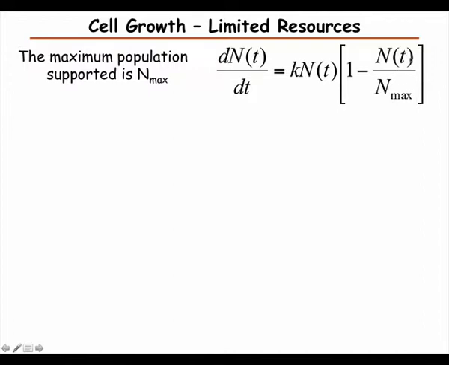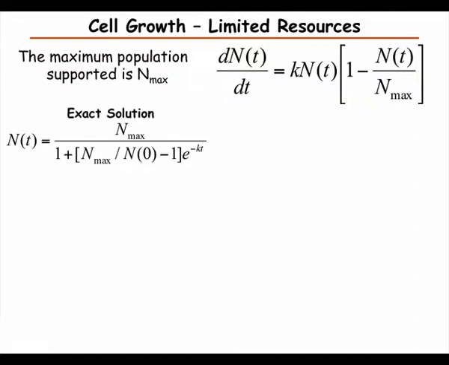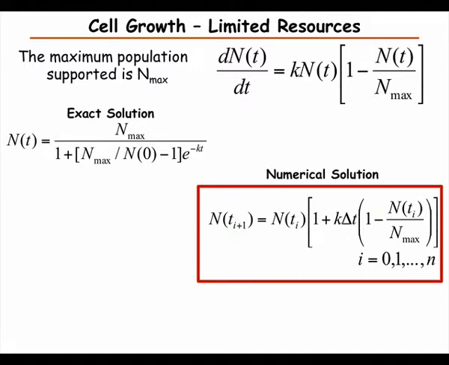What you see here is that when n at time t reaches n max, the whole expression within the brackets will be 0. So there will be no more change. Now we can rewrite this the same way. There's an exact solution, but we don't have to worry about that. We can rewrite it, and it again becomes a simple iteration.